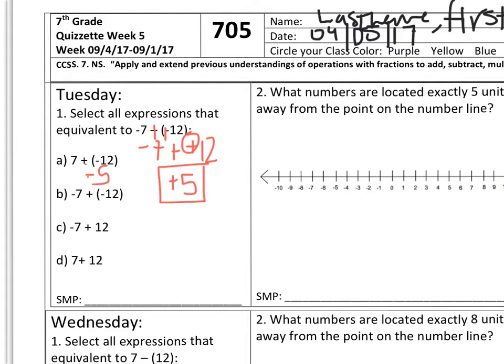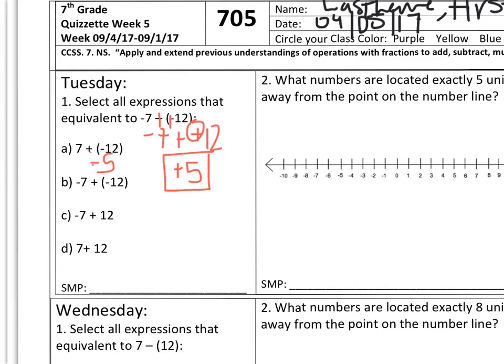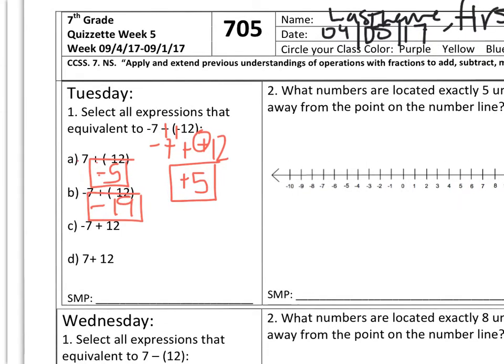Now let's look at the second option. The second option is -7 plus -12. Same sign, add and keep. Remember, that's a song. I don't know if you've heard me sing it. Regardless, -7 and -12, they're the same sign, so we're going to add them, and that's going to be -19. Is -19 equal to +5? No, it's not. Therefore, we're going to cross this out as well. So not that one, not that one.